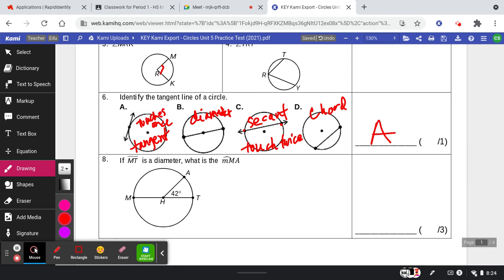Number eight says, if MT is a diameter, then what is the measure of this? So here's what they want to know. And they're telling us that this is a diameter. So what do I know about a diameter? Do I know a number of degrees, you guys, for this part of the circle?